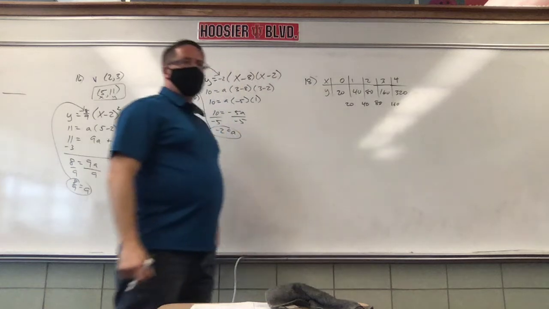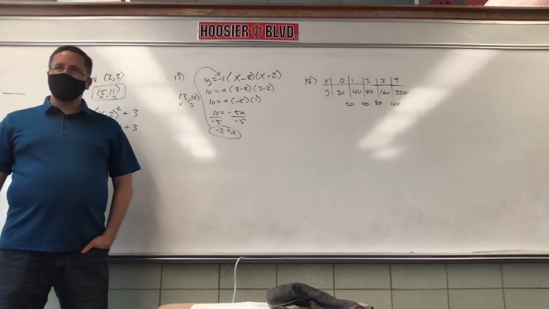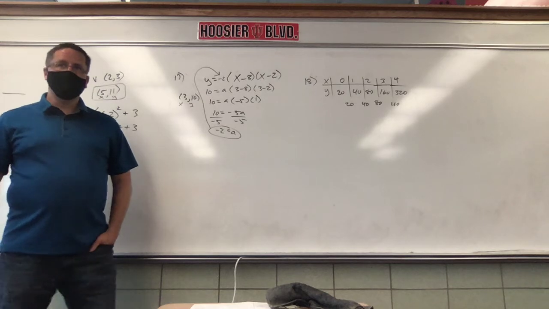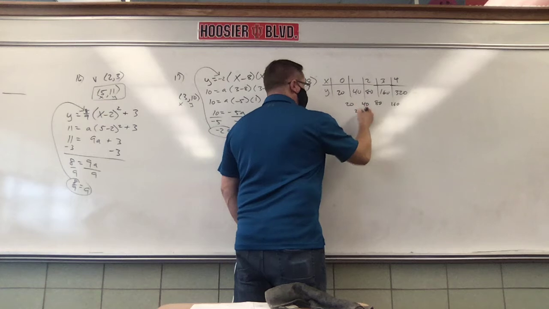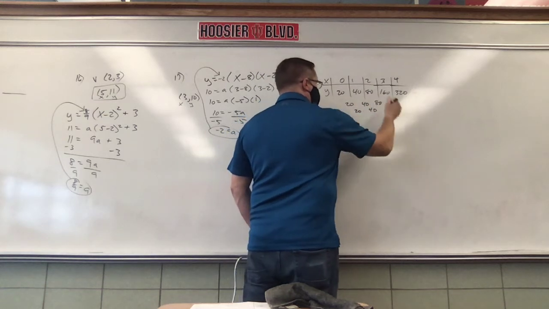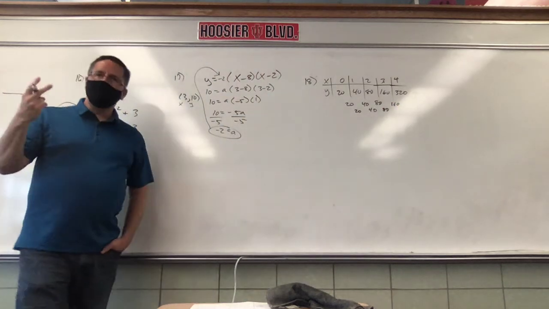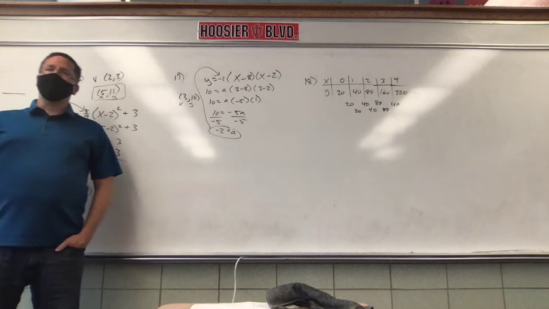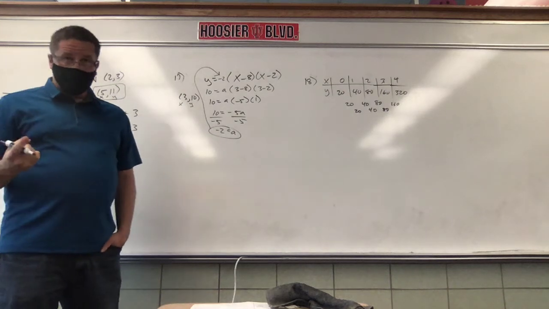Is it linear? No. Why? Because it's not first degree, because the numbers aren't the same. So we do it again. 40 minus 20 is 20. 80 minus 40 is 40. 160 minus 80 is 80. Is it quadratic? No. So the answer for this particular question: is it linear? No. Is it quadratic? No. It's neither.